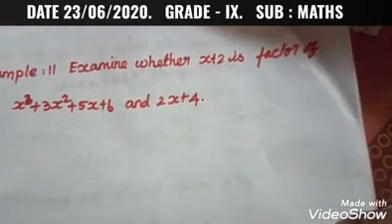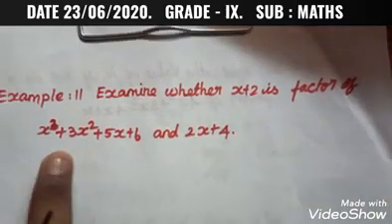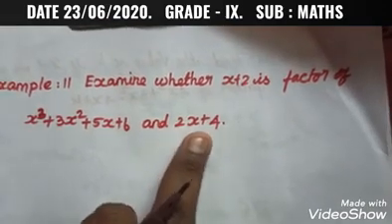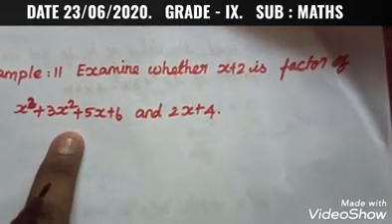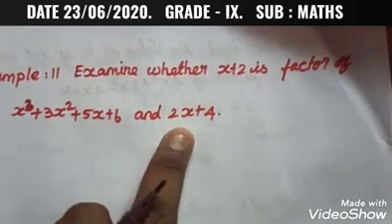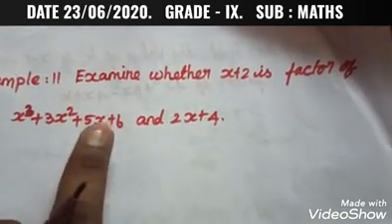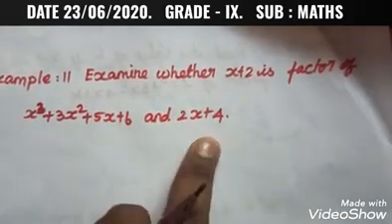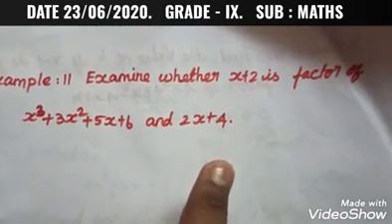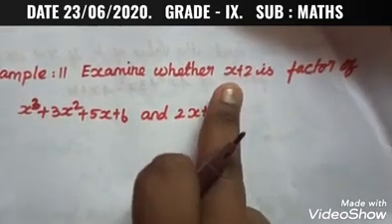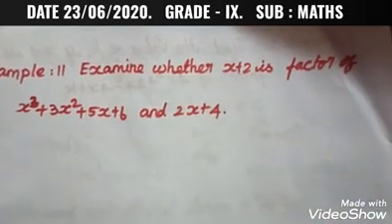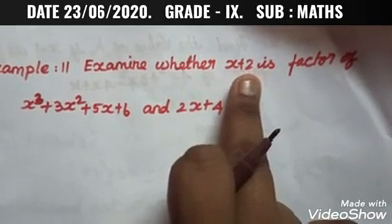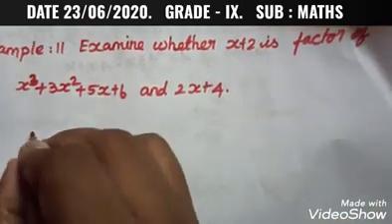Examine whether x plus 2 is a factor of x cube plus 3x square plus 5x plus 6 and 2x plus 4. Here I take this one as p of x and this one as s of x. In these two expressions, x plus 2 is given as a factor. By the factor theorem, if x plus a is a factor, p of a is equal to 0. In the same way, if x plus 2 is a factor, p of minus 2 is 0. So we find the solution.